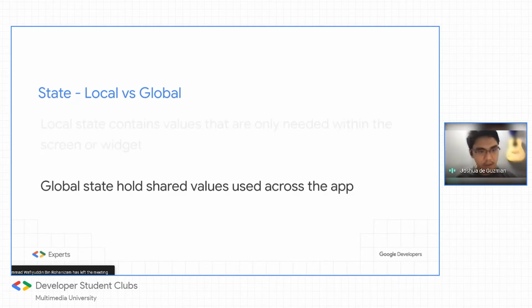But on the other hand, global state is just the counterpart of local state. In global state, that feature scope state that we're talking about can now be shared with other domains or other features of your application. So that's just two categories of state in Flutter, or state in general.